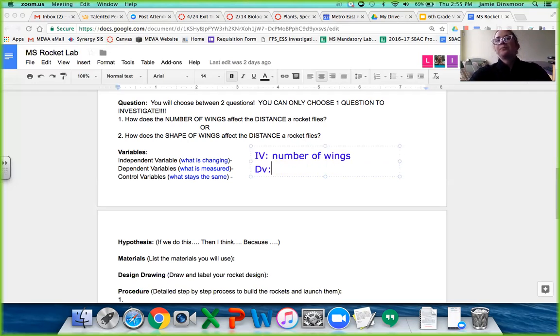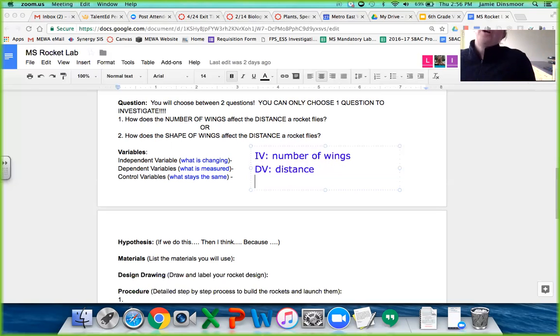What are we going to measure in our rockets? How will we know if the wings matter? What are we going to measure? The distance, right? And in fact, everybody's going to have the same exact dependent variable. So if you do one of these 2 questions, or even if you did Ian's question about the size of the wings, we're all measuring the distance. And we're going to do distance horizontally, not up in the air, right? Because we're not going to be able to measure how high it goes. We want to measure how far it goes.